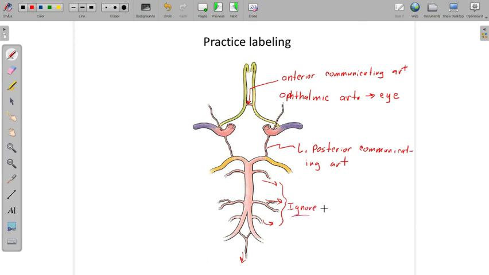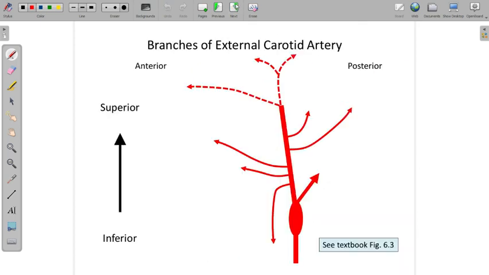Okay, so I believe that's it for this lecture. And next we will start looking at branches of the external carotid, but that'll be the next lecture. So, ask questions if you have them, practice this, and you should do fine. See you soon. Bye.